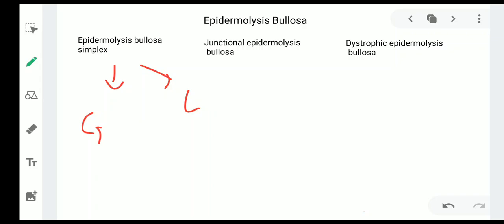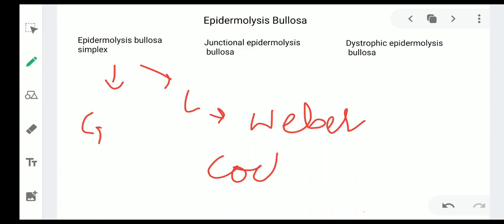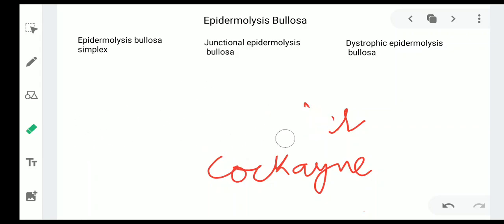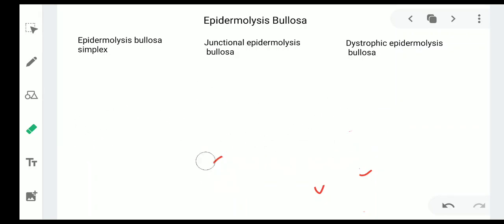Now, coming to the localized form, it is also known as Weber-Cockayne syndrome. In this form, hands and feet are mostly involved and they tend to exacerbate in hot weather conditions. Now, coming to junctional epidermolysis bullosa, its onset occurs at the time of birth.